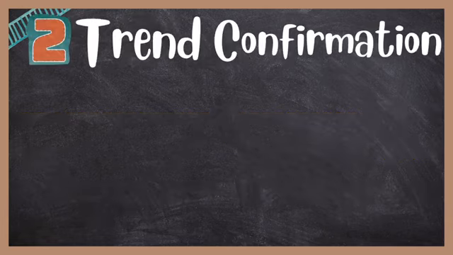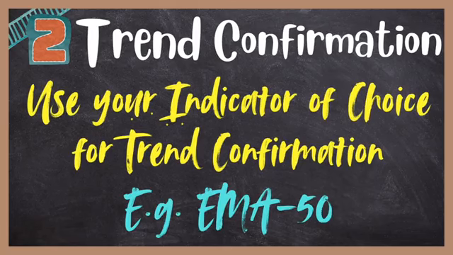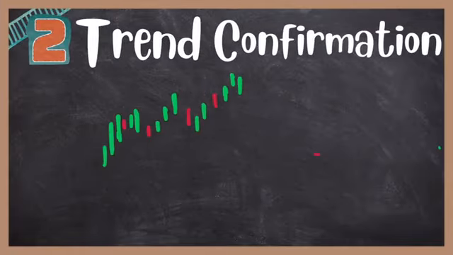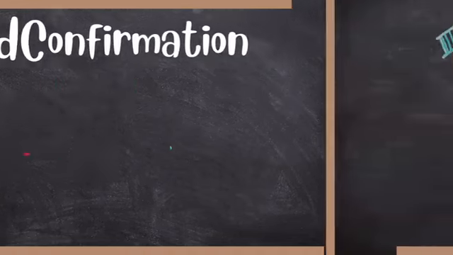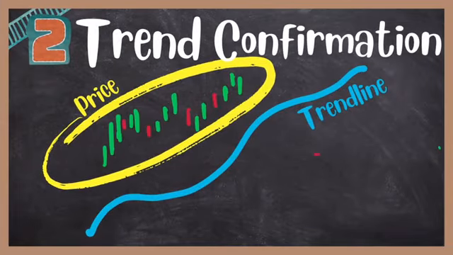The second step of our strategy is to get trend confirmation. This is because RSI is more effective in the direction of the trend, and this is true for most technical indicators. While you can use any indicator of your choice for trend confirmation, I generally prefer the 50 period EMA. However, this depends on the choice of time frame. What is important for us is that the price should continue to move in the direction of the trend.